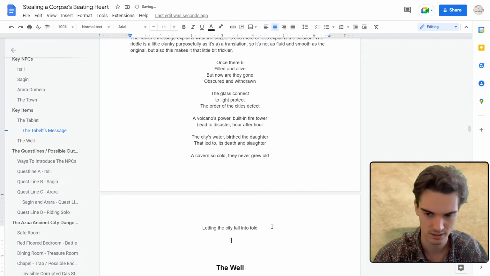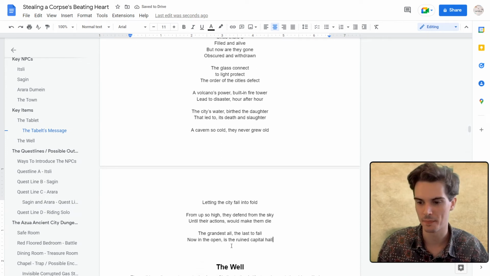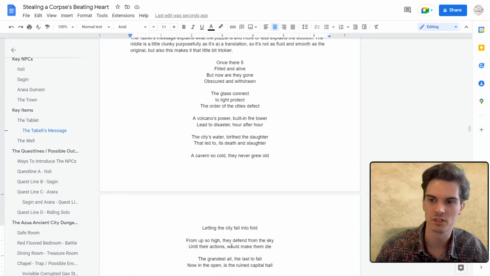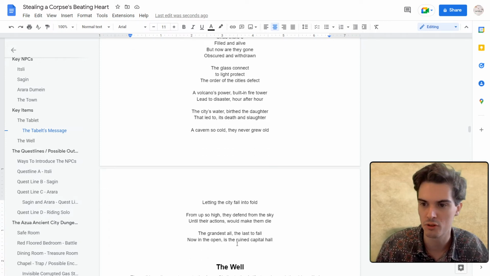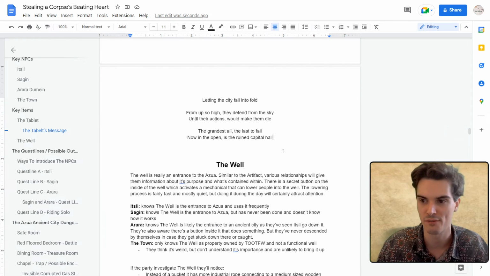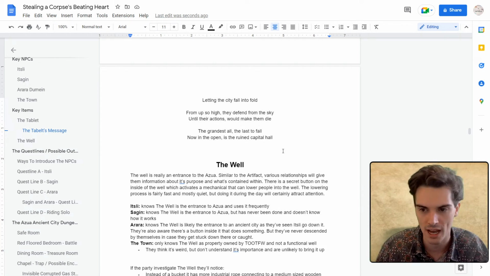So the poem itself goes like this. Okay, let's give this a little read. See how it goes. Once there were 5, filled and alive, but now they are gone, obscured and withdrawn. The glass connect to the light protect, the order of the city's defect. A volcano's power, built-in fire tower, led to disaster hour after hour. The city's water birthed the daughter that led to its death and slaughter. A cavern so cold they never grew old, letting the city fall into fold. From up so high they defend from the sky until their actions would make them die. The grandest of all, the last to fall, now in the open, the ruined Capitol Hall.